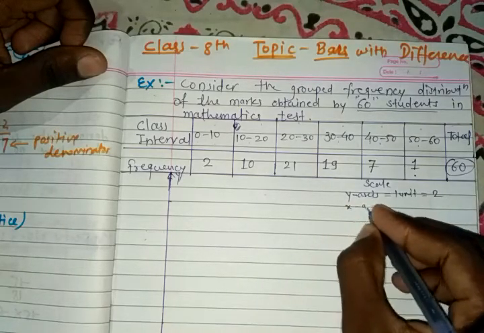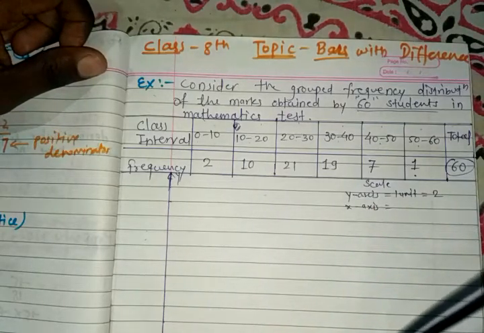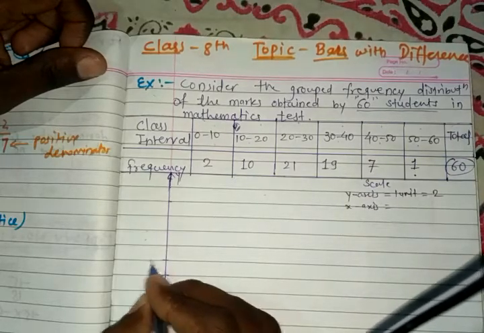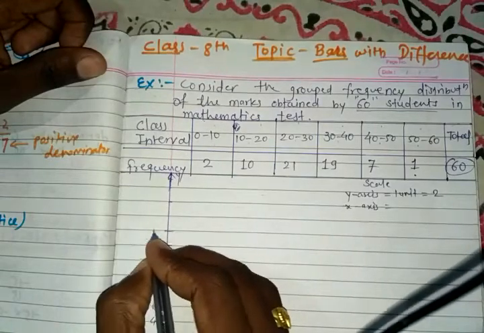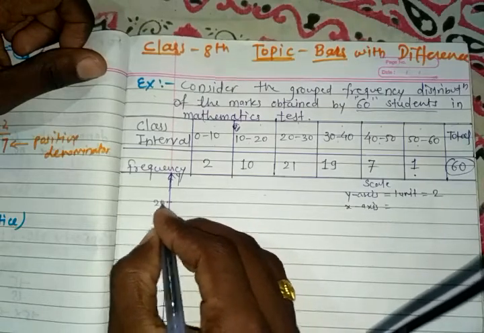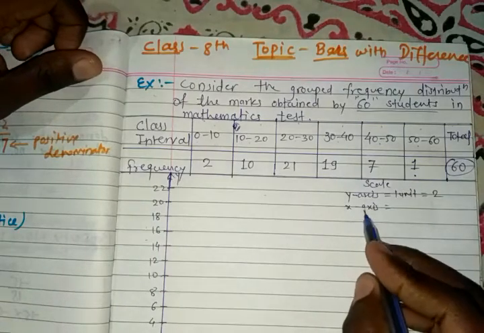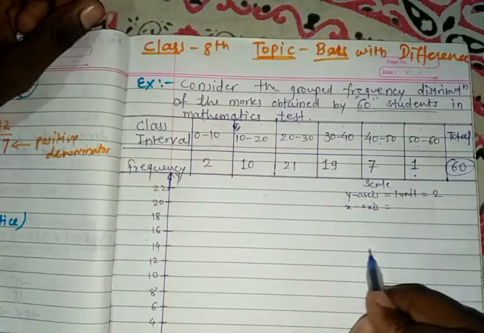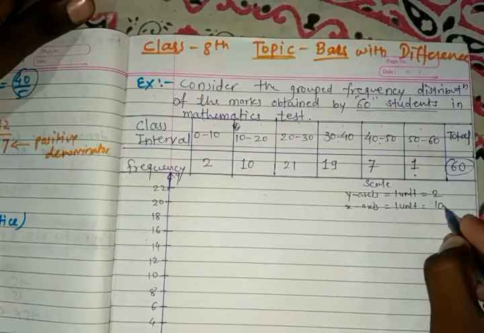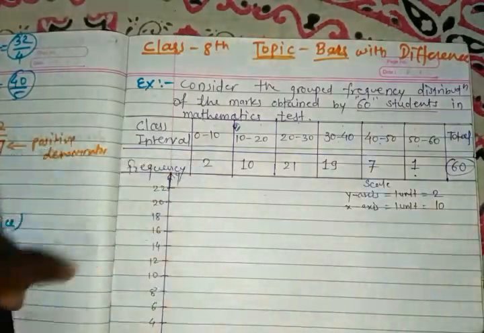And on the x-axis, first we will take the y-axis. This is 2, 4, 6, 8, 10, 12, 14, 16, 18, 20, and this is 22. Now on the x-axis we will take the scale. 1 unit is equal to value 10, right? So now we will draw the graph, right?